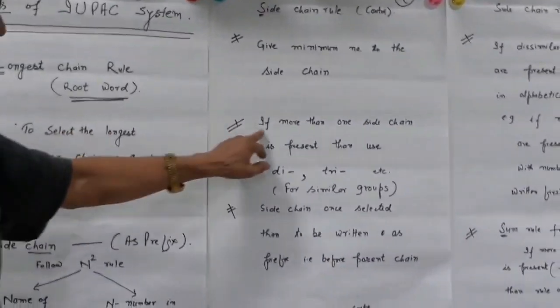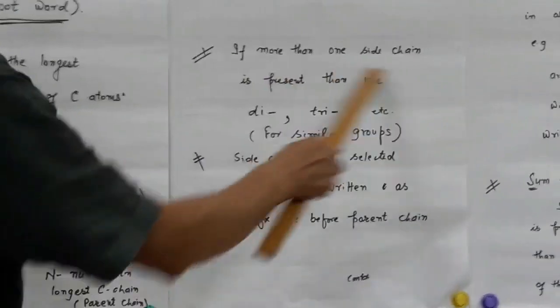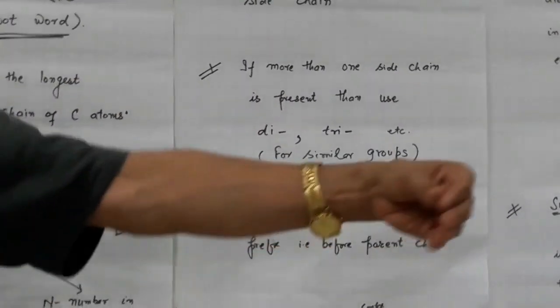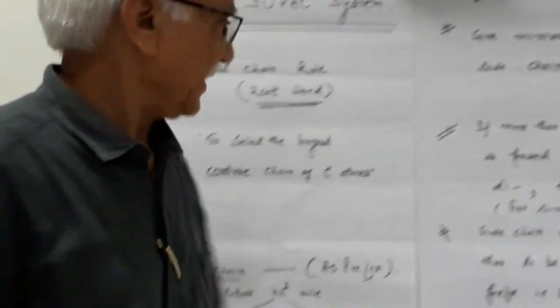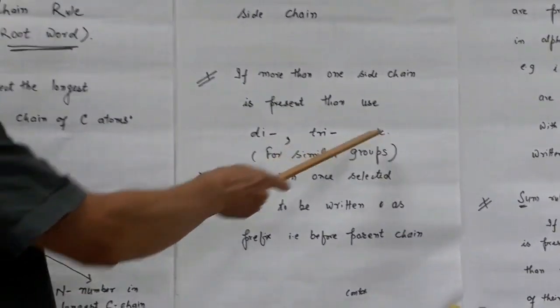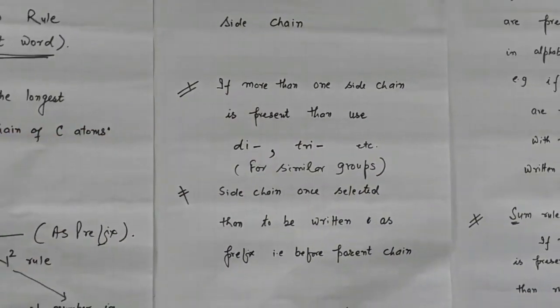Then the next rule is, if more than one side chain is present and it is repeated, like say methyl is repeated on the same chain 2 times, we will write di. If it is repeated 3 times, then we will write tri. If 4 times, then tetra, and so on.